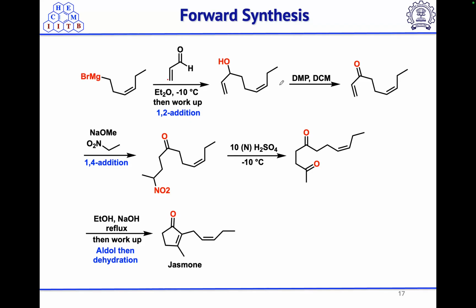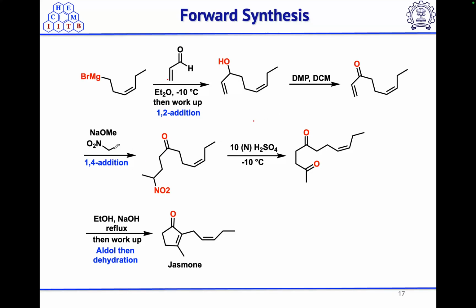Now if you oxidize this allylic alcohol, MnO2 is an easy choice for allylic oxidations. Otherwise you can use PCC or DMP to oxidize this secondary alcohol. So you get this carbonyl group, and you have made the alpha beta unsaturated ketone now.